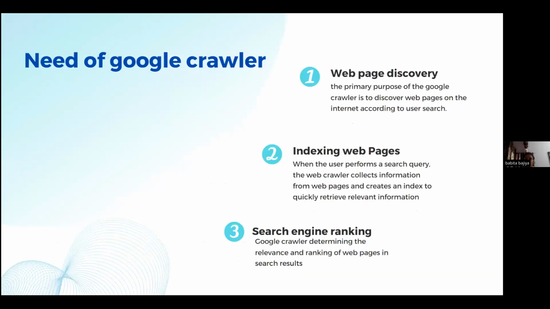Need of Google crawler. First one is web page discovery. The primary purpose of the Google crawler is to discover web pages on the internet according to the user set. Second one is indexing web pages. When the user performs a search query, the web crawler collects information from web pages and creates an index to quickly retrieve relevant information. Third one is search engine ranking. Google crawler determines the relevance and ranking of web pages in the search results.